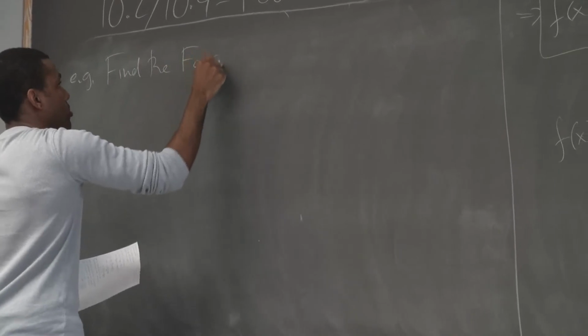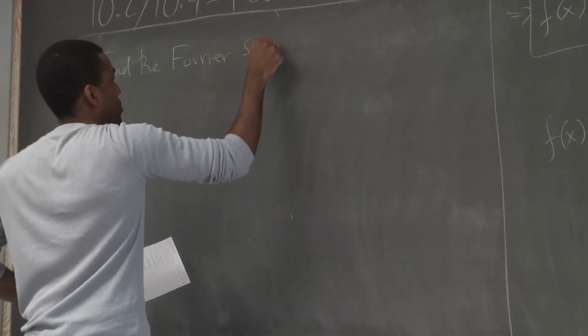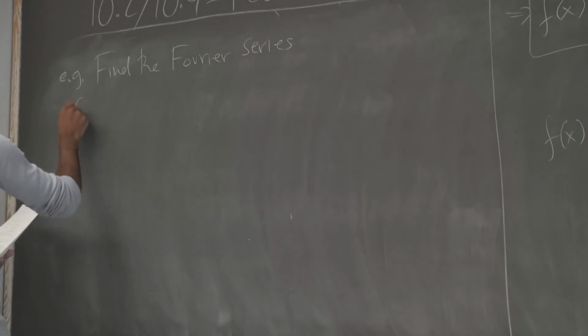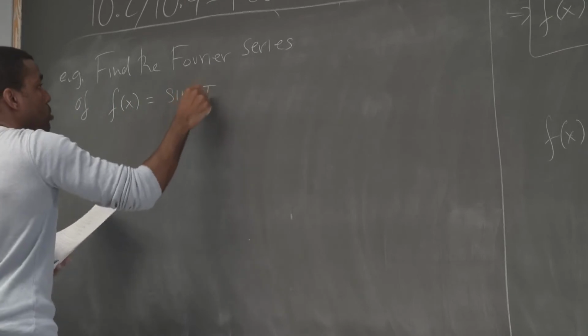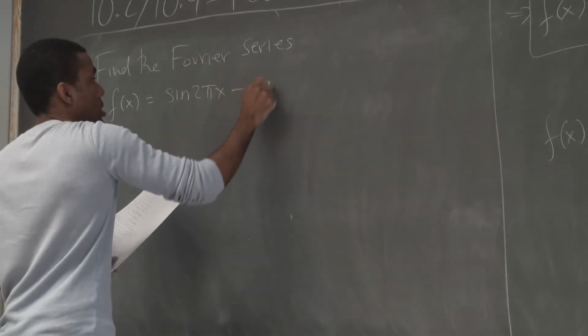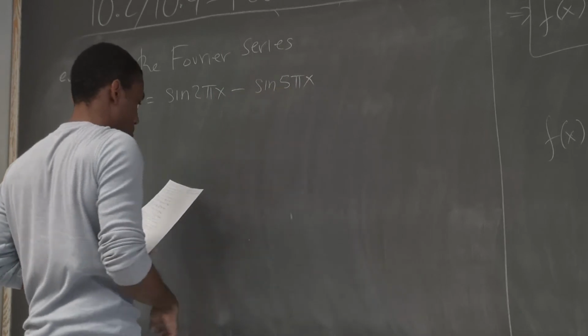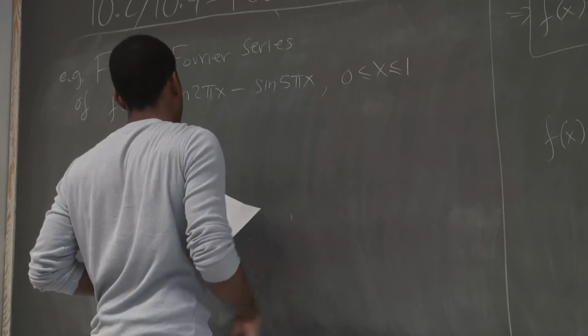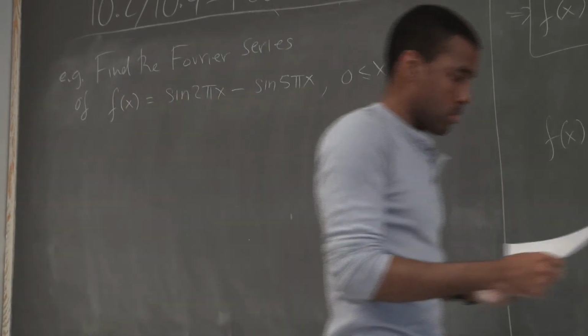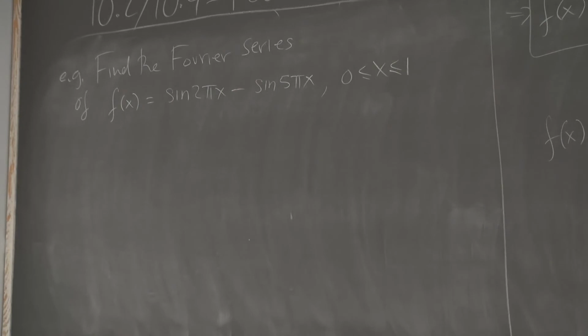Find the Fourier series of f of x equals sine 2 pi x minus sine 5 pi x. So that's an odd function because it only has sines in it. So I know we have no choice but to extend it as an odd function. It'd be really weird to extend it as an even function.